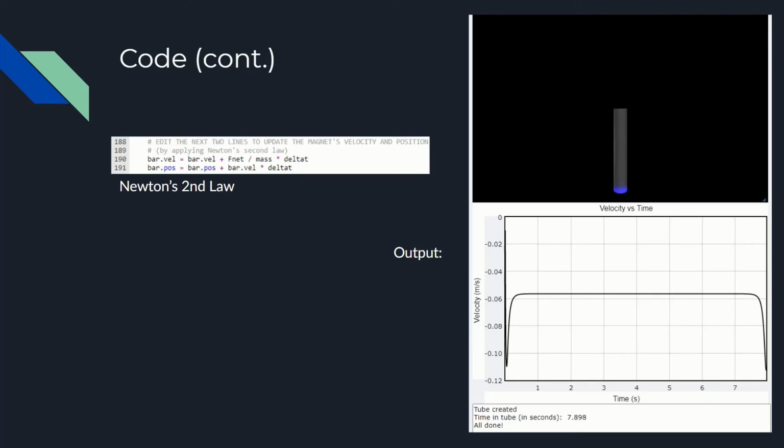And then finally, in the code we have the bar's velocity updating according to Newton's second law, and then the bar's position updating according to Newton's second law. On the right, you can see the final output, with the magnet dropping out of the bottom of the simulated tube of foil, and then the estimated time taking roughly 8 seconds.